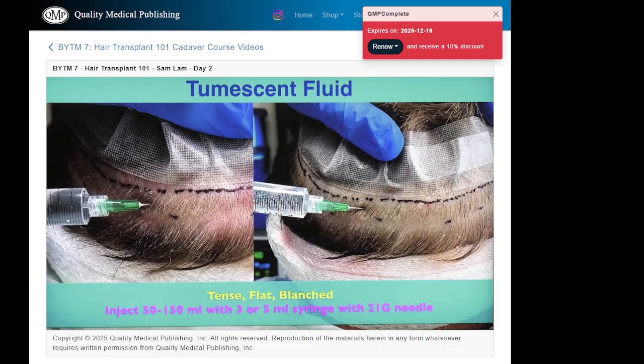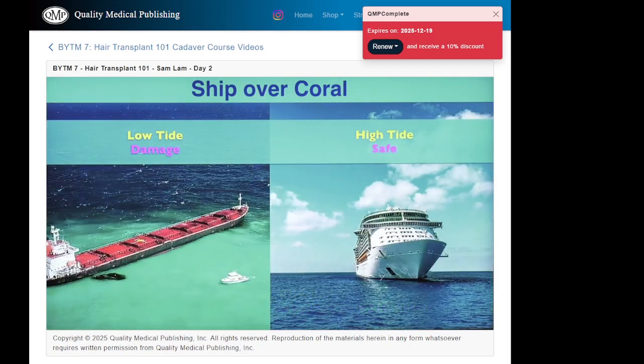This is so key. I'm going to try to direct you to the slides that are the key. Tumescent anesthesia, or tumescent fluid, is so important for the following reasons. What it's going to do is provide ship over coral, which is basically, as you know, high tide. That ship is your blade, and the coral is your neurovascular blood supply. If you put that fluid between the two, you'll have the following benefits.